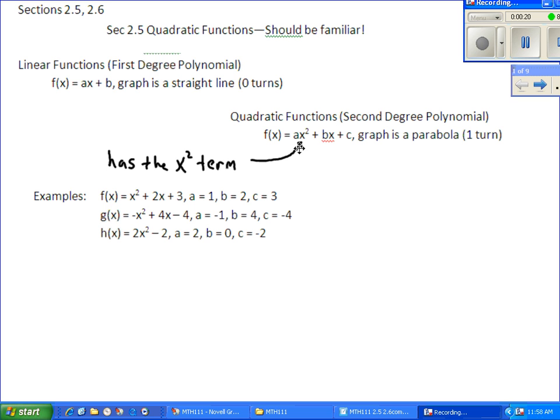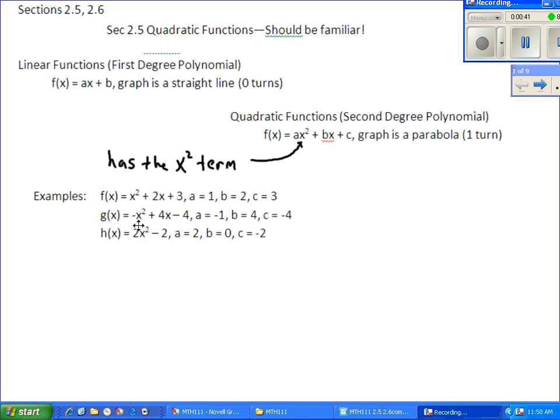So it's f of x is ax squared plus bx plus c, and the graph is what we call a parabola. It has one turn to it. I'll come back to that later about the one-turn business. So some examples of quadratic functions: x squared plus 2x plus 3. Here a is the understood 1 in front of the x squared, b is 2, c is 3.